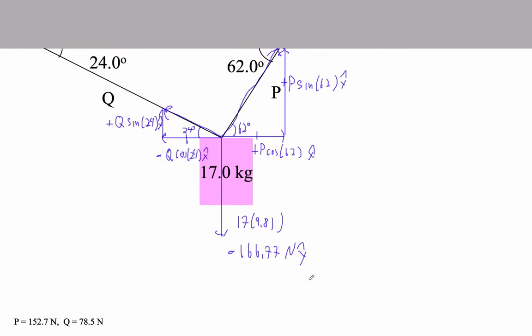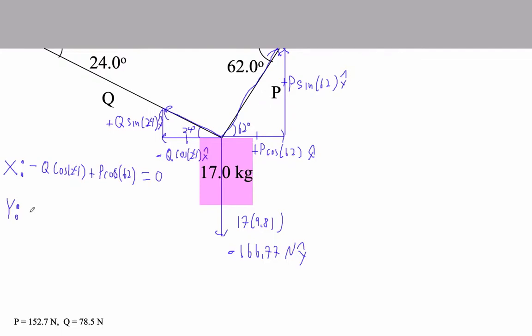Okay. So let's set up our expressions here. I'll put my raw equations here. X is, what do we got? Minus Q cos 24 plus P cos 62 is 0. Let's look at the y direction.